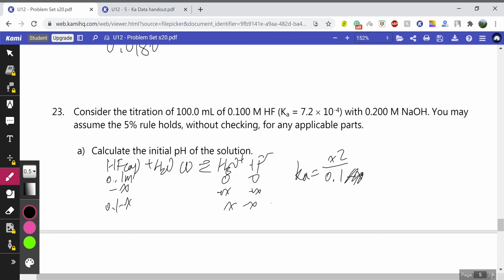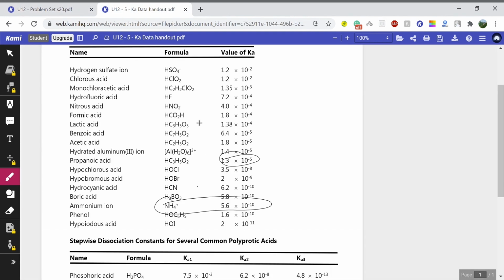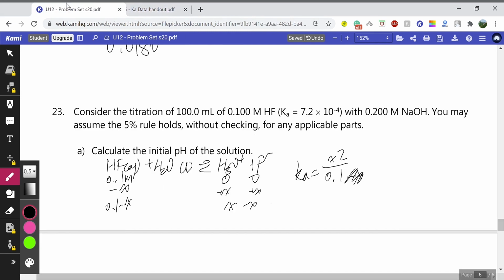Now we define x. From here we can tell that the Ka of HF is 7.2 times 10 to the negative 4th. So this is going to be 7.2 times 10 to the negative 4th power. Now with that we can easily find x. So it's going to be 7.2 e to the negative 4th times 0.1 and take the square root of that. Right? Multiply both sides by 0.1 and take the square root.